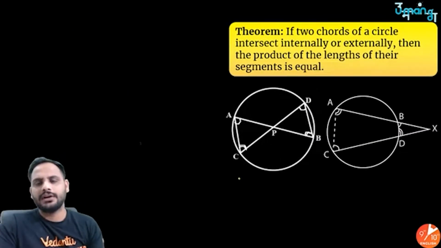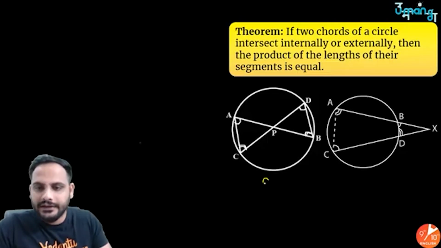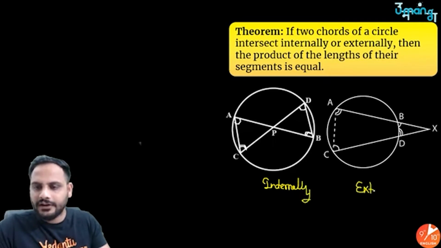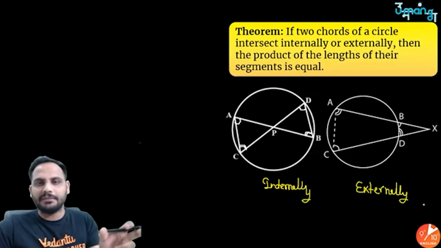After that, we have a rule that if two chords of a circle are intersecting either internally, so this part is called internally, and this part is called externally, no matter how they are intersecting, whatever happens, the product of their segments will be equal.